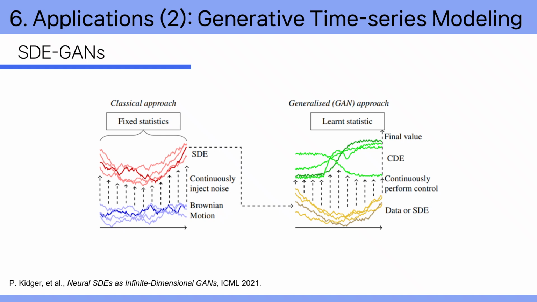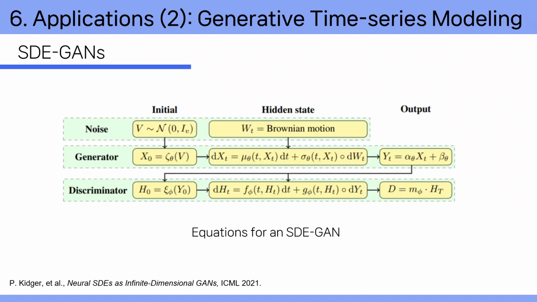Here's how it works. The generator is a neural SDE that takes Brownian motion as input and produces time-evolving sample paths using a numerical solver. The discriminator is a neural CDE, which evaluates these generated paths against the real data. By coupling the neural SDE and neural CDE as a generator-discriminator pair, we can train continuous time GANs that model distributions over entire path space. Here's a summary of equations for an SDE-GAN.